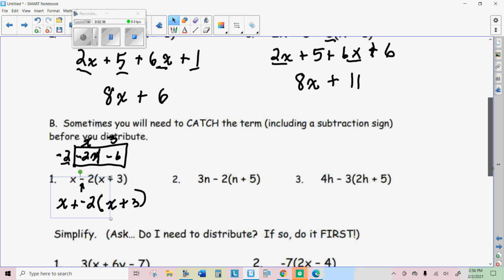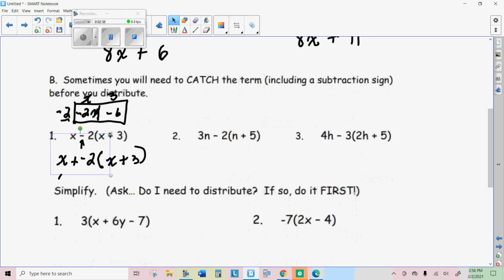So you are going to get x plus negative 2x, or x minus 2x. I like to write it as simple as possible. And then you have a minus 6. So you can put plus negative 6 or minus 6. And now you're going to combine like terms right there. Remember the invisible 1 here. So you have 1x minus 2x, or 1 plus negative 2, which makes a negative 1x.